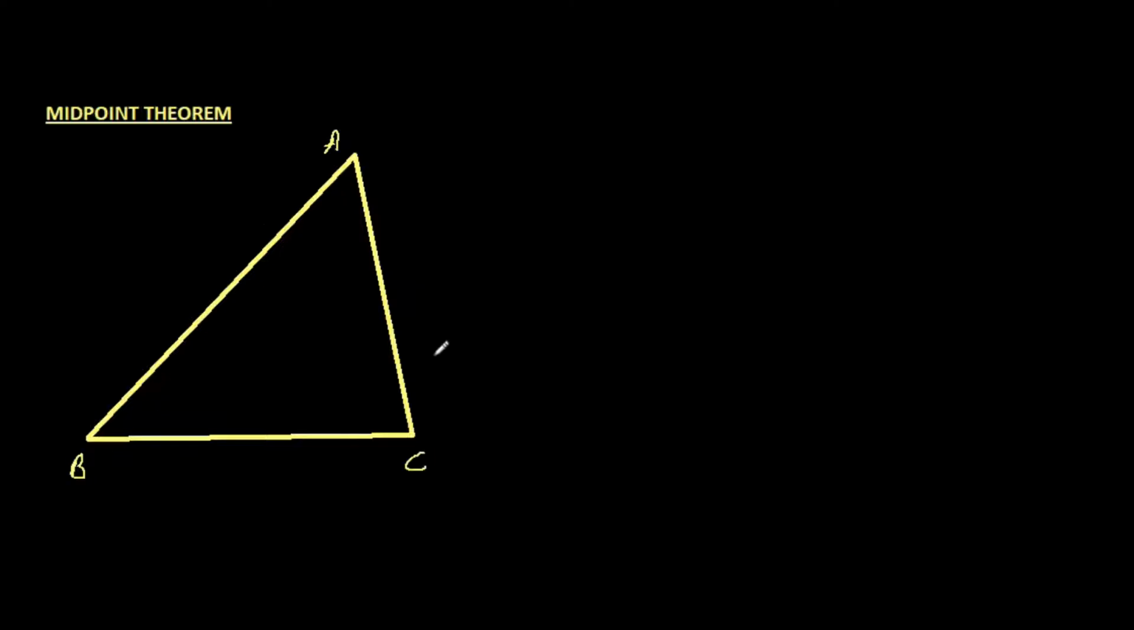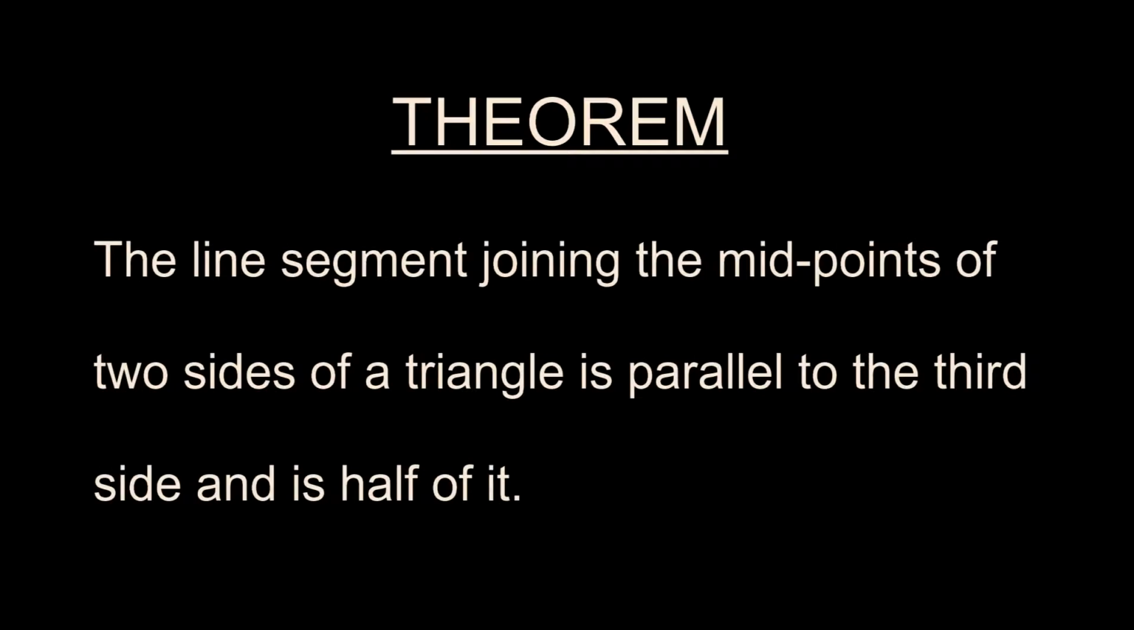Now the midpoint theorem, before we go into it, let's first of all see what the theorem says. Well, you can see the theorem on the screen, and if you want to write it down, you can pause the video and write it. So the theorem says that the line segment joining the midpoints of two sides of a triangle is parallel to the third side and is half of it.